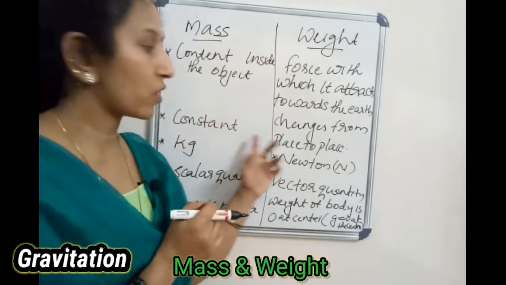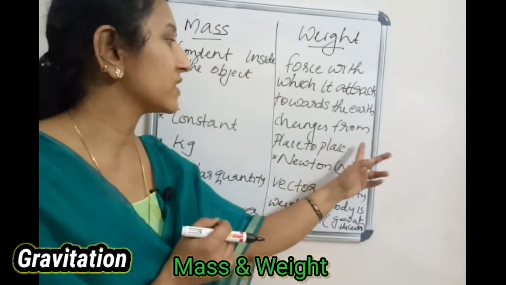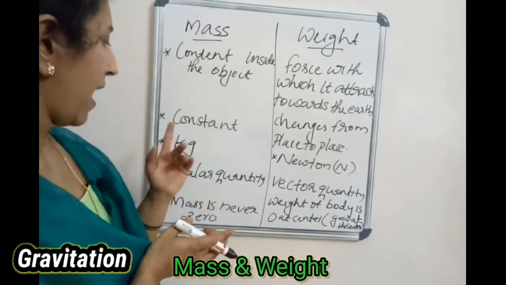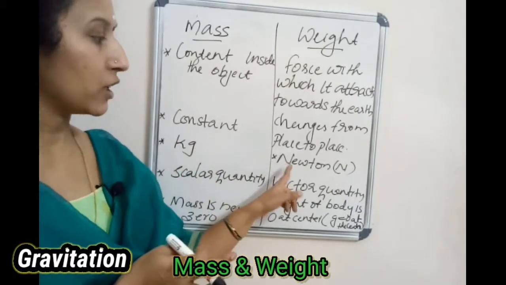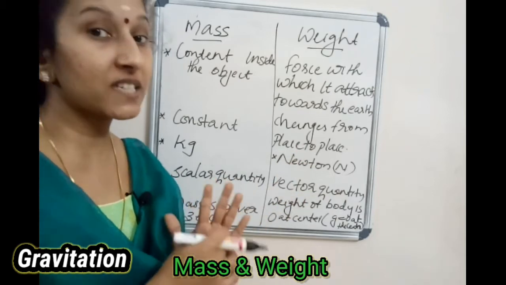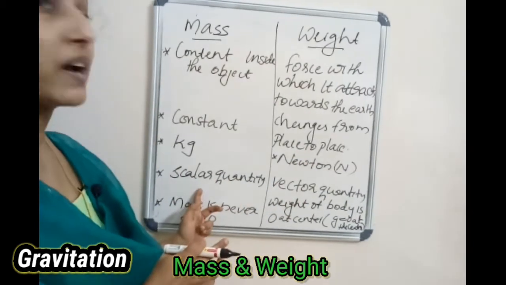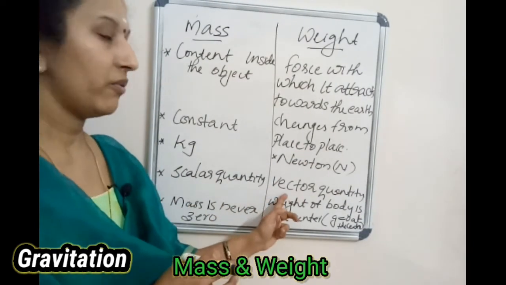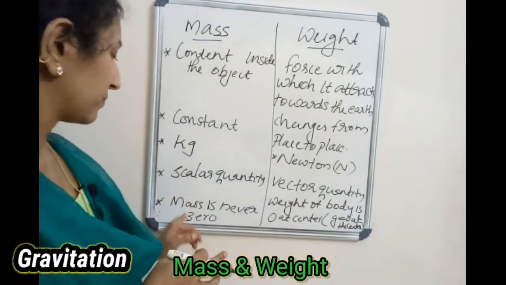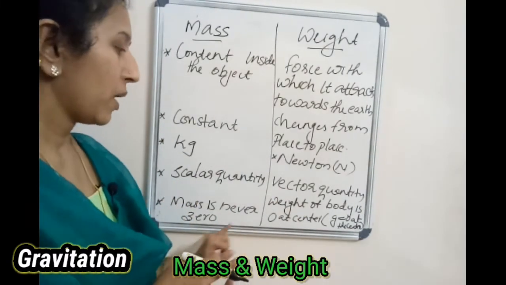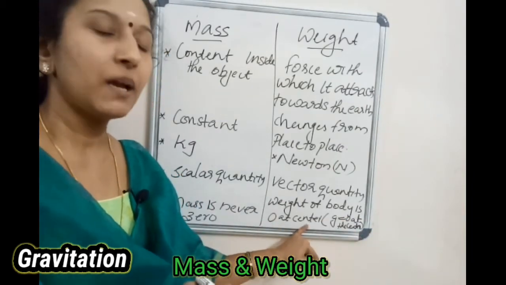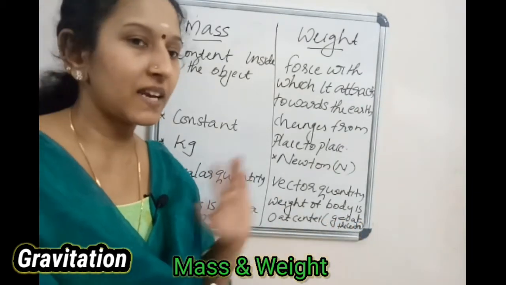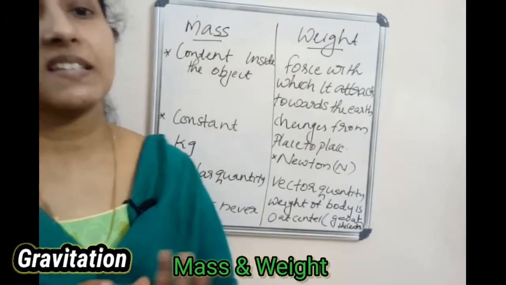Okay. So mass is constant. Weight is not a constant because it changes from place to place. The unit of mass is kilogram, and the unit of weight is Newton because it's a force, right? Mass is a scalar quantity. Weight is a vector quantity. Mass is never 0, but the weight of the body is 0 at the center because g is 0 at the center. That's why we feel weightless at the center.